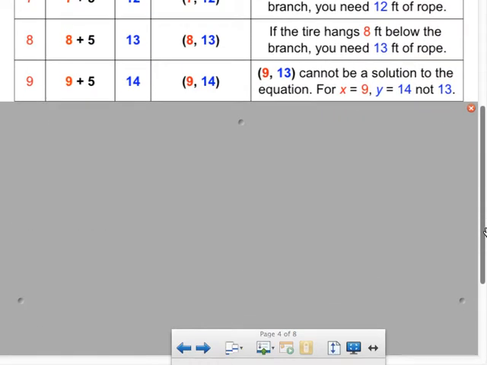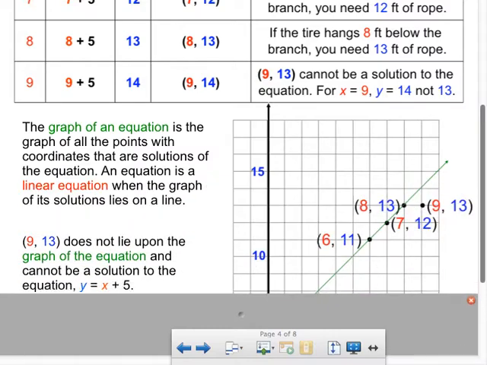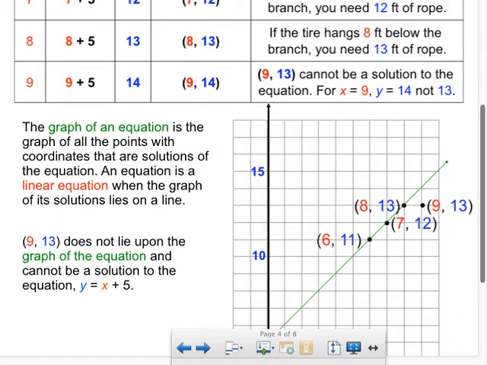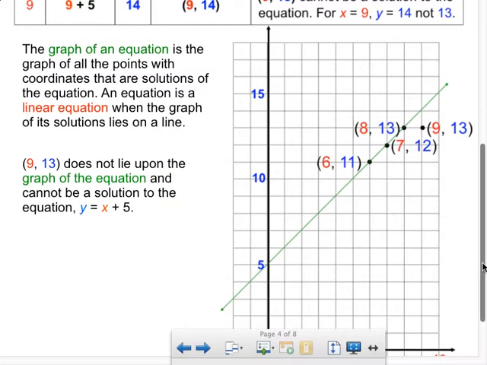So I'm going to go ahead and take this. And here's the graph. I want you guys to notice a few things. Here's the graph, here's the equation. If you notice, I put all the points from the chart on my line. They are linear. But the point 9/13, do you see how it's not on the line? Do you guys see that? Okay. That's not a solution.